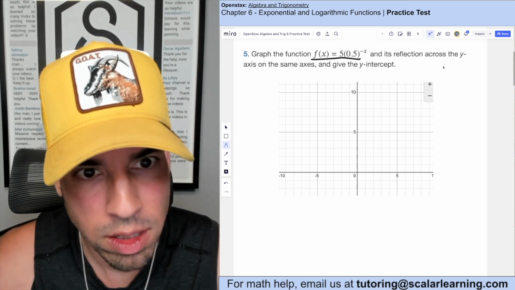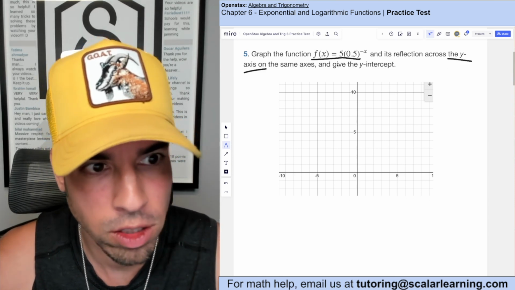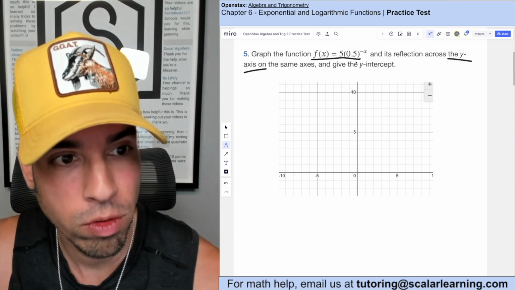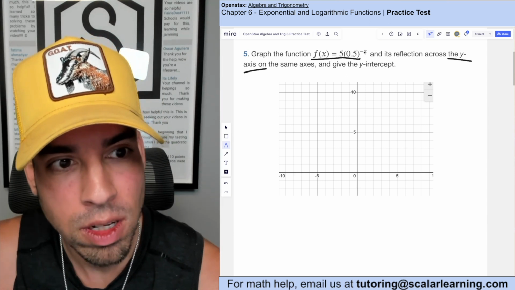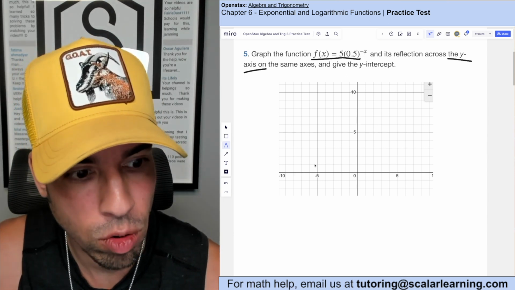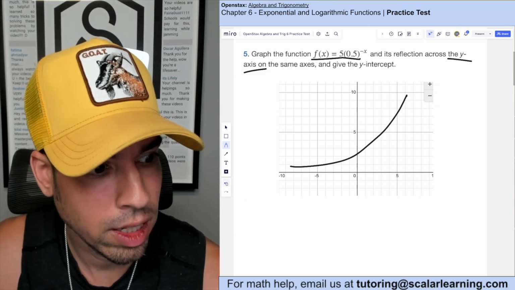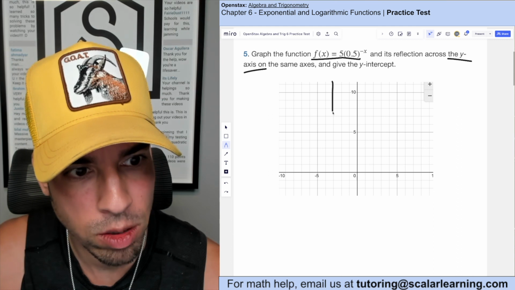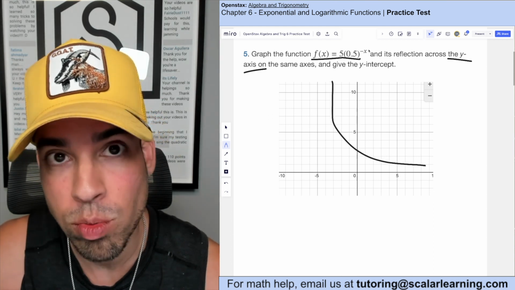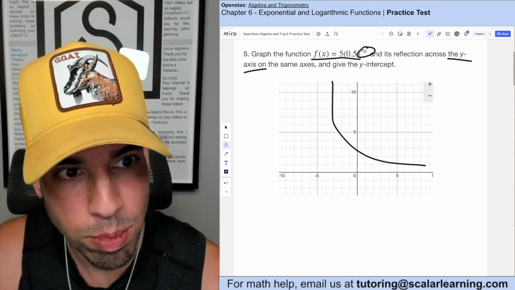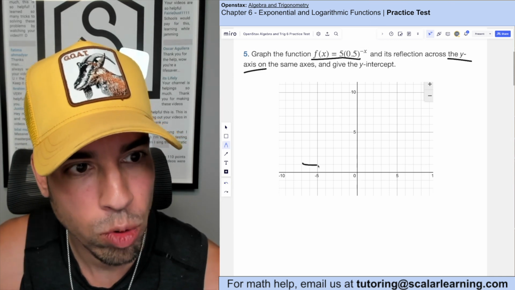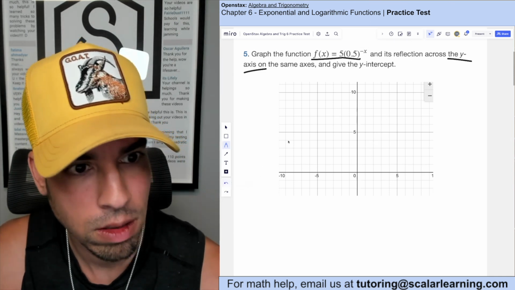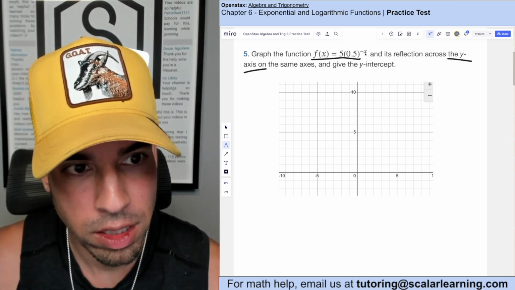Boom, done. So for this question, we're meant to graph this and its reflection across the y-axis. First, let's graph this exponential function with a couple values. Now you notice it's to a negative x value. Normally an exponential will look like this, but we've got a value in here that's less than 1, which means it will go like this. And then it's reflected across the y-axis because of that negative. So that means we're starting with something that looks like this.